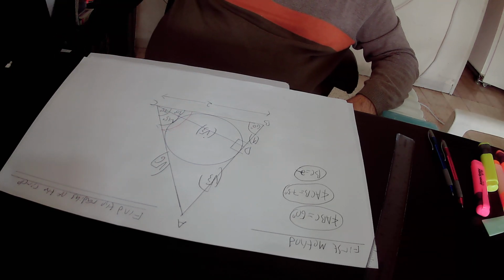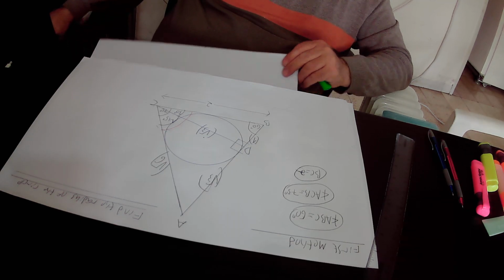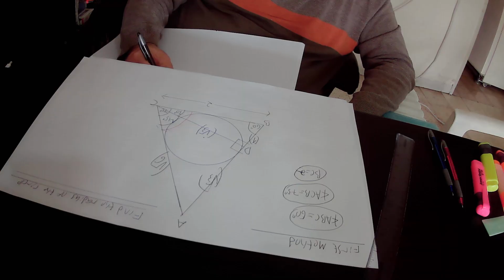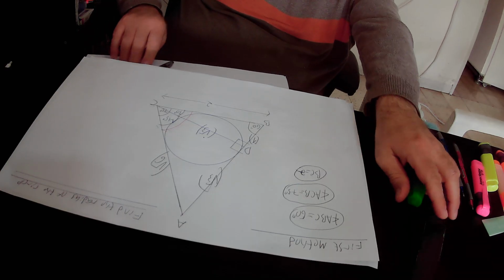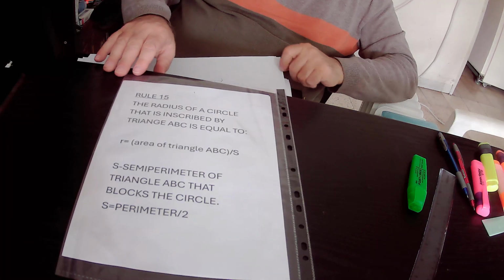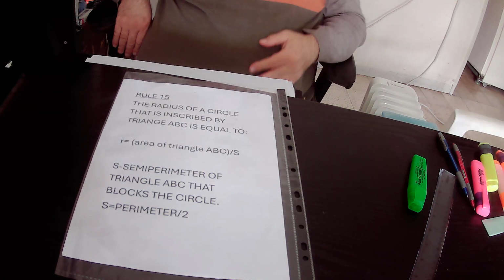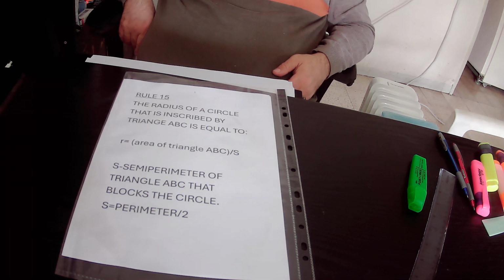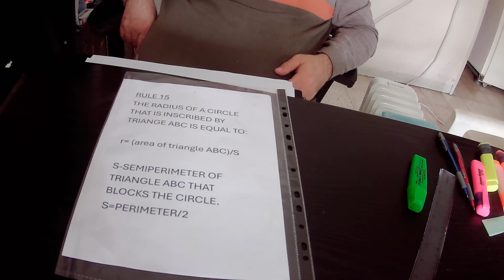So in the next step, I will present to you a new rule, and we will implement the new rule in our drawing. The new rule is rule number 15. According to rule number 15, the radius of a circle that is inscribed in a triangle ABC, that could be any triangle, equals R, the radius R equals the area of triangle ABC that encloses the circle, over S. S is the semi-perimeter of the same triangle ABC.